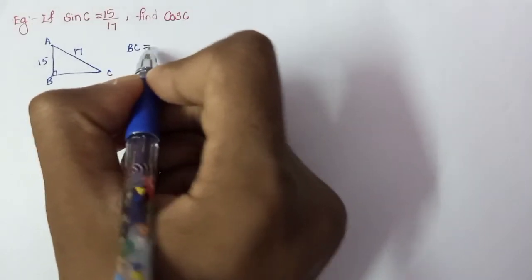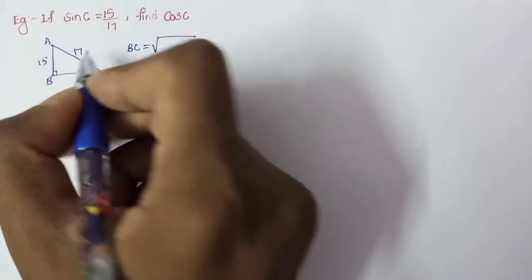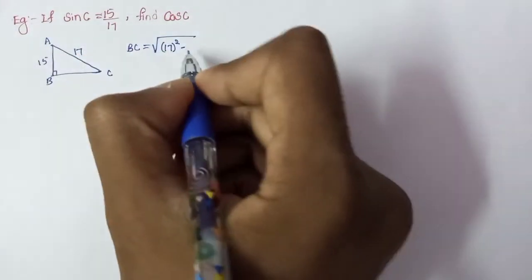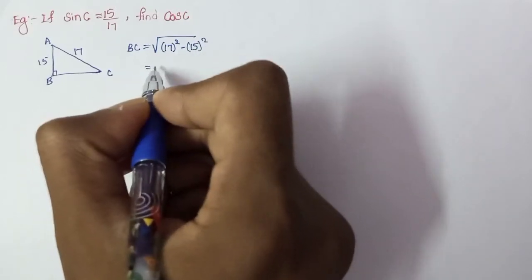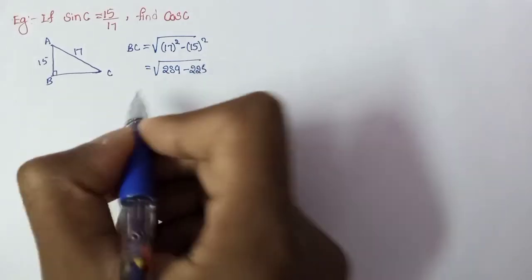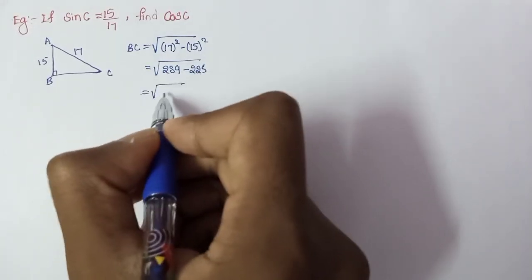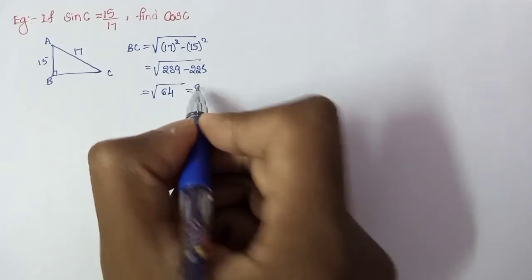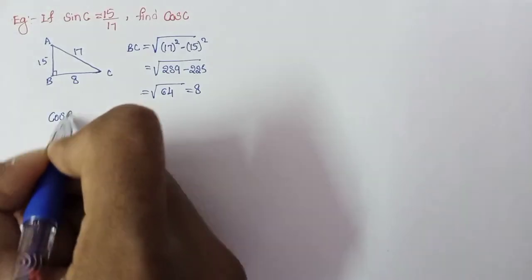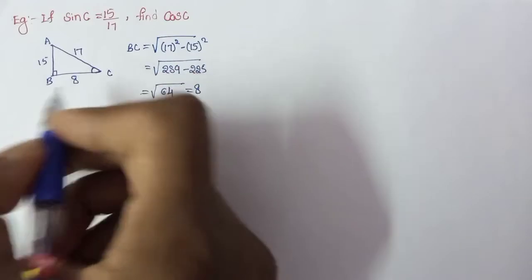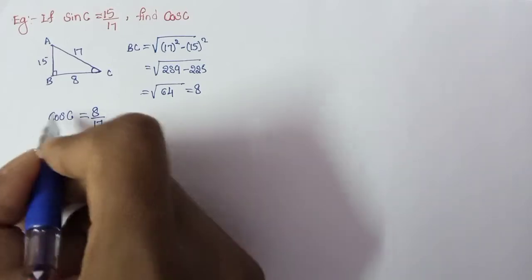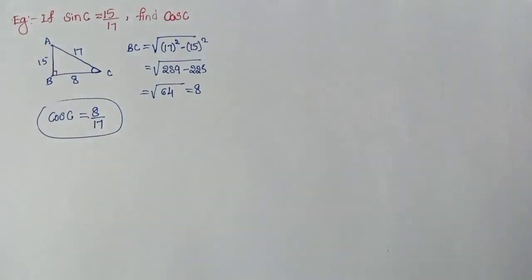So BC is what? BC is equal to the square root of hypotenuse AC square, that is 17 square, minus side square, that is 15 square. This 17 square is 289, and this 15 square is 225, which gives the square root of 64, which is equal to 8. This is 8. So here what is cos C? Cos C is equal to adjacent side to the hypotenuse. So 8 by 17 is the answer.